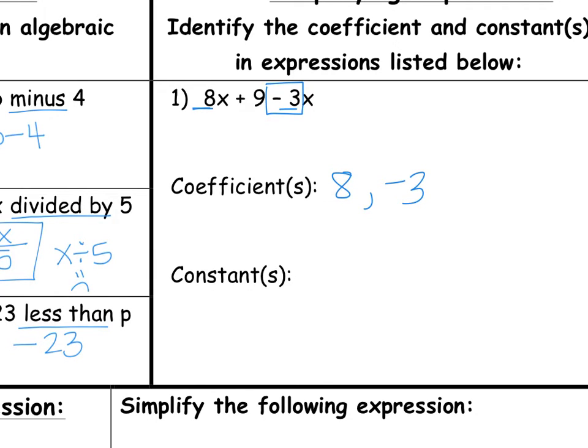The constants are any number that does not have a coefficient. It's a number that is just a number. It's a number that doesn't change. So the constant in this case is 9.